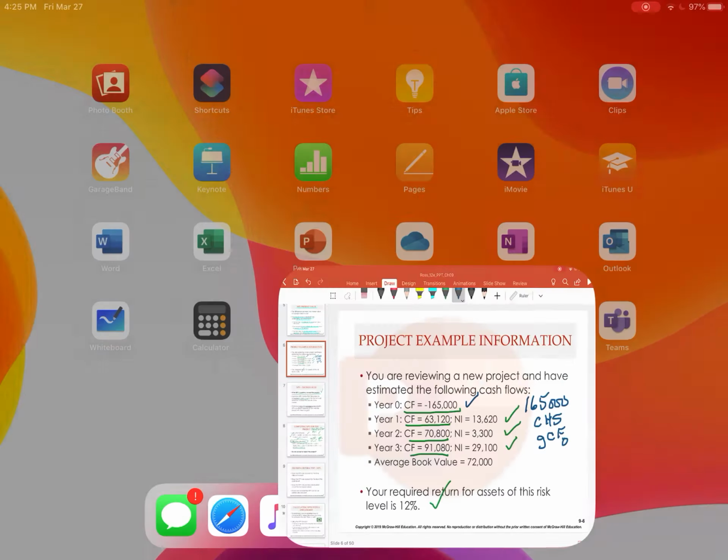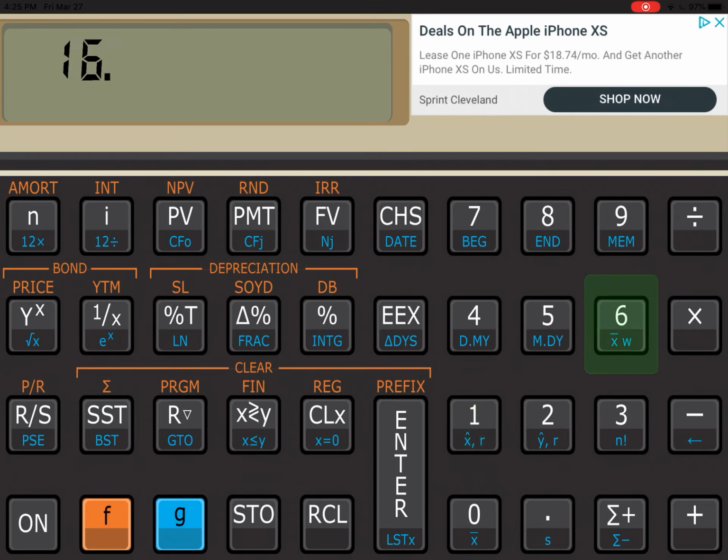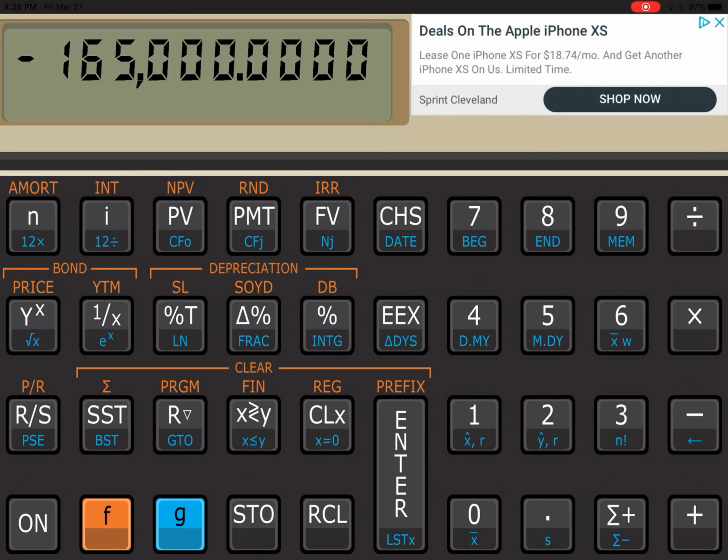And if you flip over, that's 165, and we look at this calculator, again, 165, change the sign, CHS, okay? And then we're going to do mash G and then CF sub 0. So we have put that cash flow in as our initial investment in the project, okay?